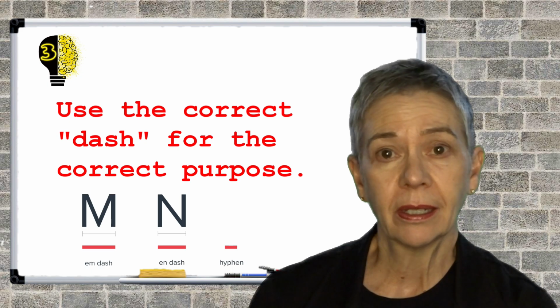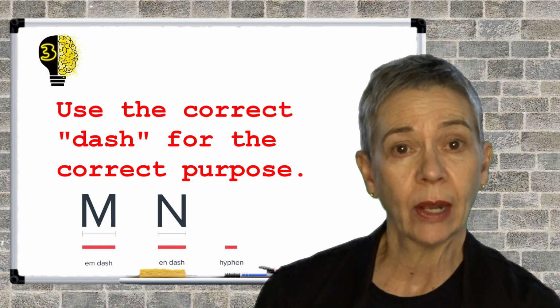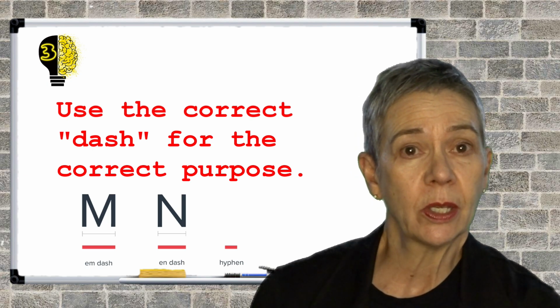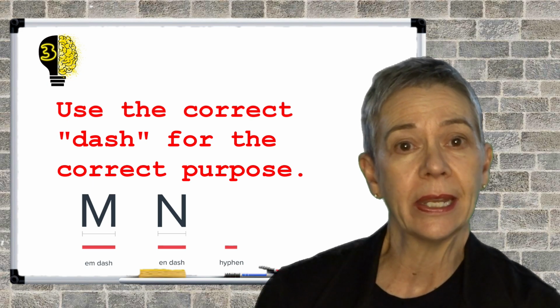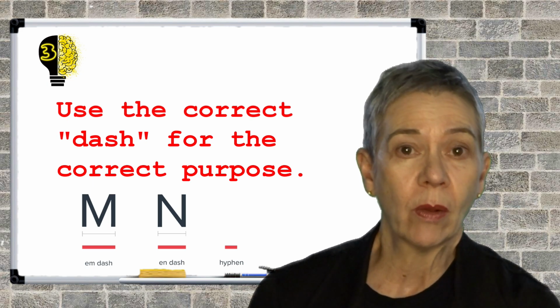And they are not exactly the same in their usage. In fact, they're not the same in their usage at all. And they are differentiated on the page by the size of them. The em dash is the longest, the en dash is medium size, and the hyphen is the shortest of them. Well, how do they differ?